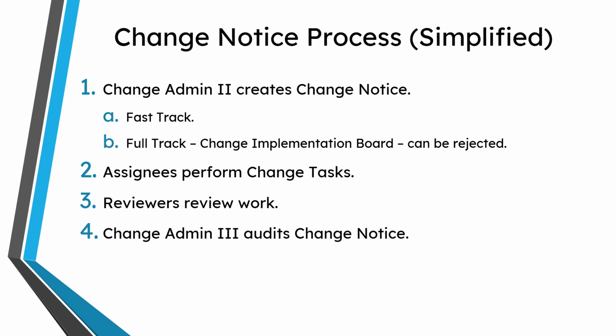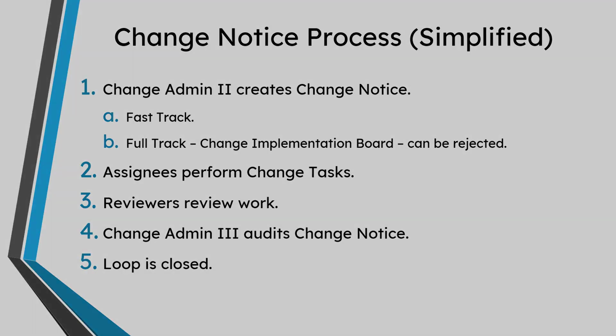And then when all the different change tasks are completed, a person who's assigned to the Change Admin 3 role will audit the entire change notice and determine if it has been completed or not. And if they determine it has been completed, that will close the loop. In this video, we're going to take a look at that process of closing the loop, specifically steps 2, 3, 4, and 5.